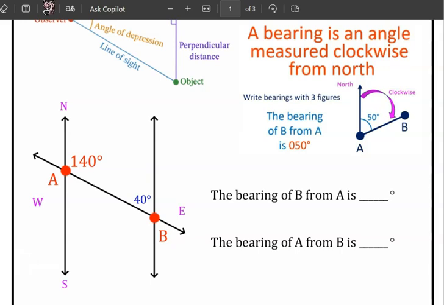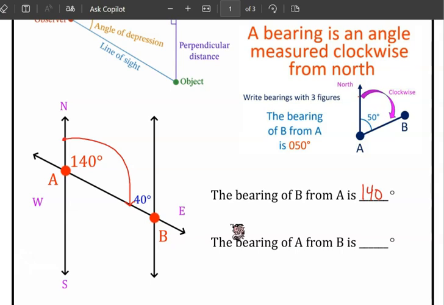So from A, we go up north, go clockwise until we get to B. Let's look at this diagram. The bearing of B from A is, we look at A, go up, go clockwise until you get to B. That's 140 degrees.